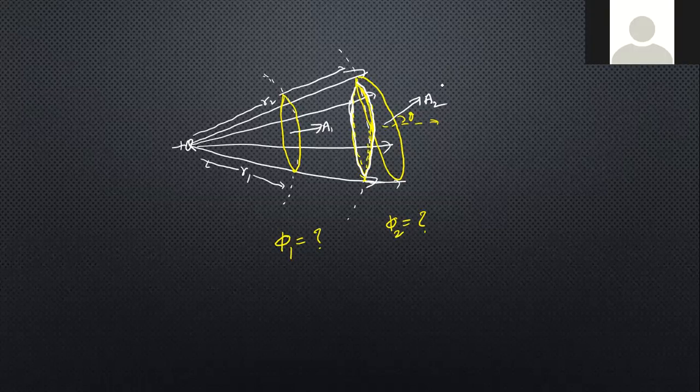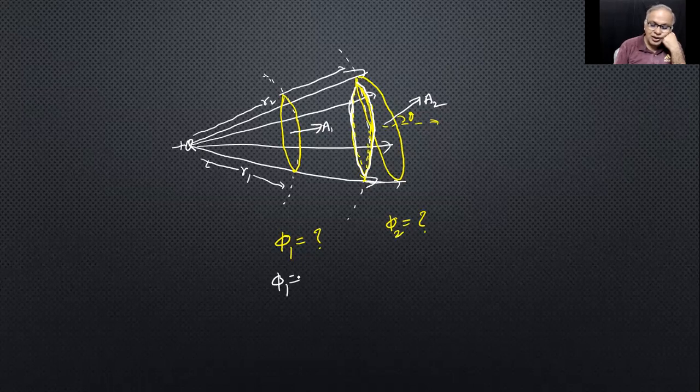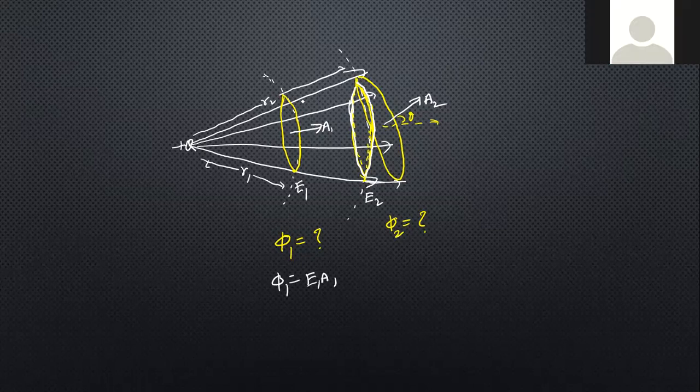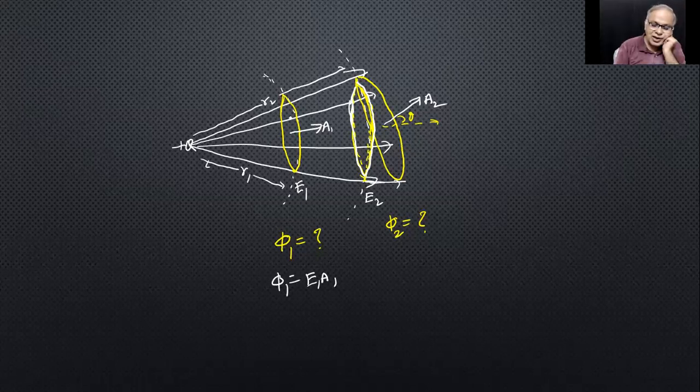Now, flux through 1 is E dot dA, isn't it? Which is E1 A1. Here, field strength is E1, and there it is E2, let us suppose. This A1 is all the time along the field lines. That's why we're calling it a normal area, along the outward normal, right? So E1 A1 cos 0.